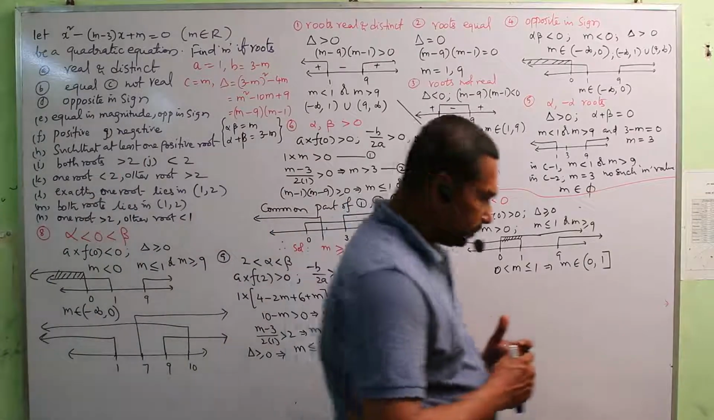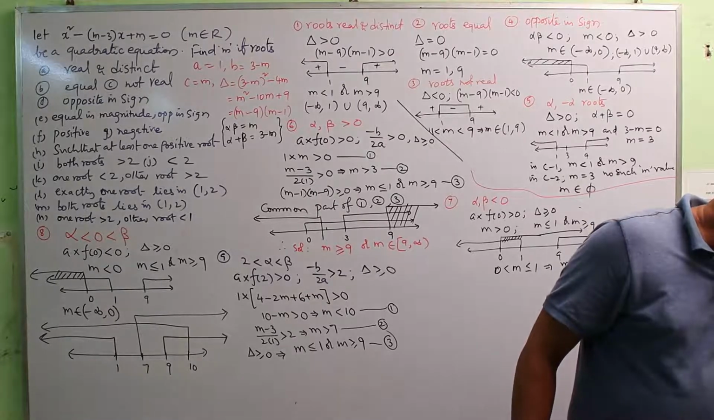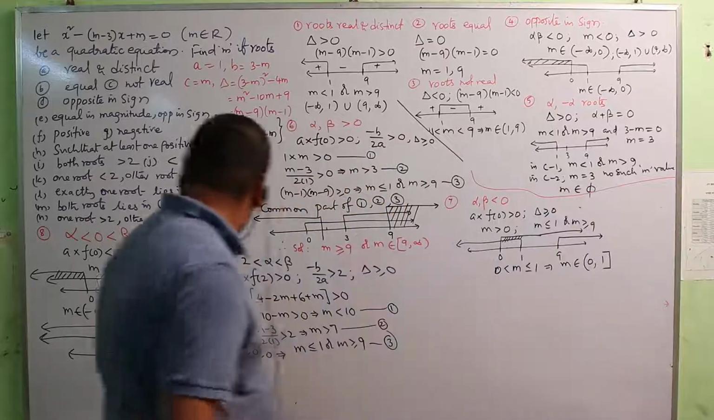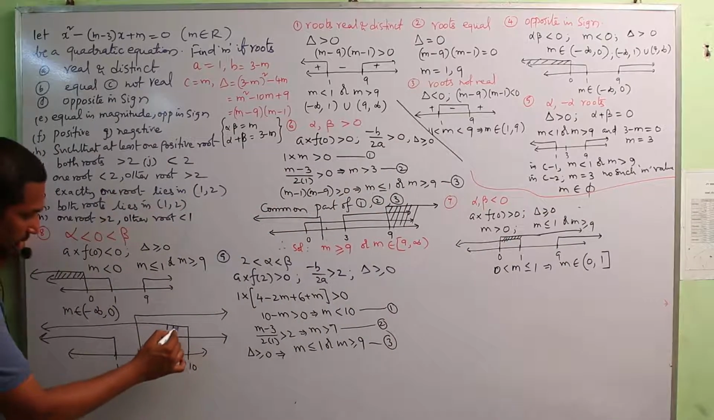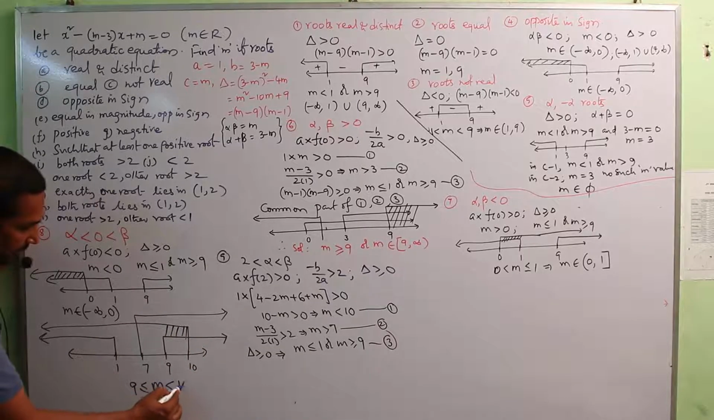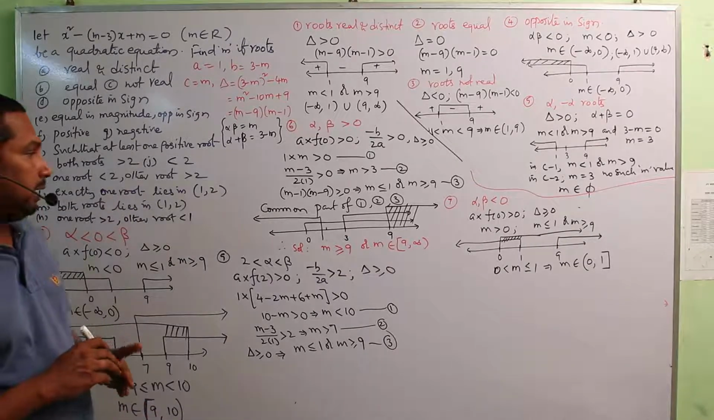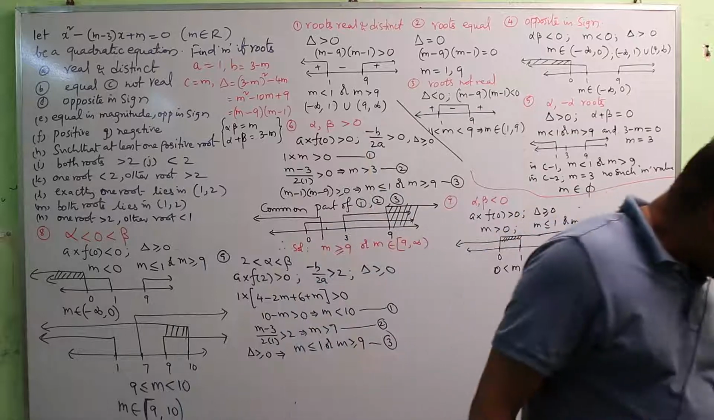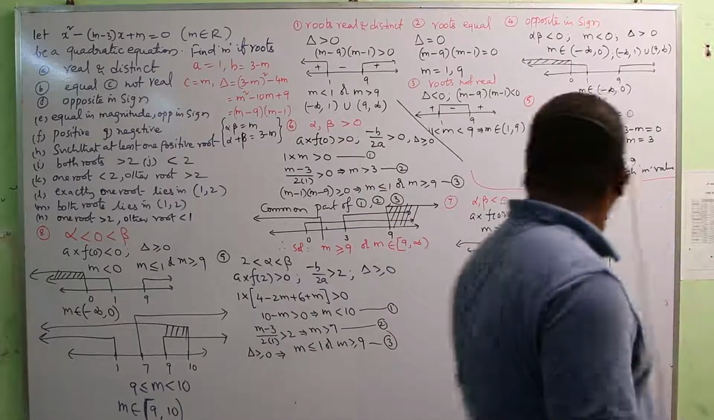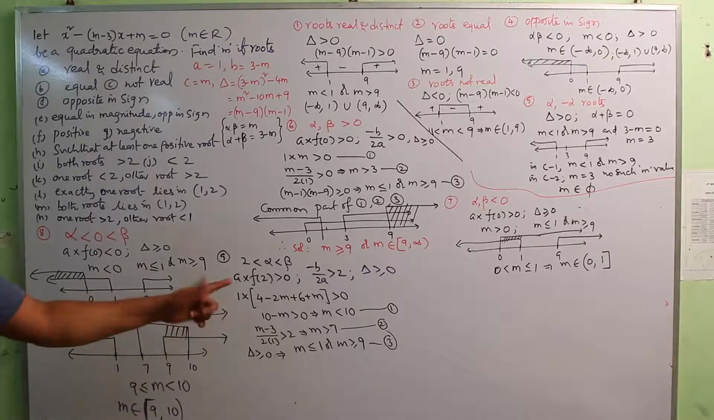So, what is the common part here? This is the common area, including 9. 9 less than or equal to m less than 10, means including 9, excluding 10. m belongs to including 9, excluding 10. That is for both roots greater than 2.